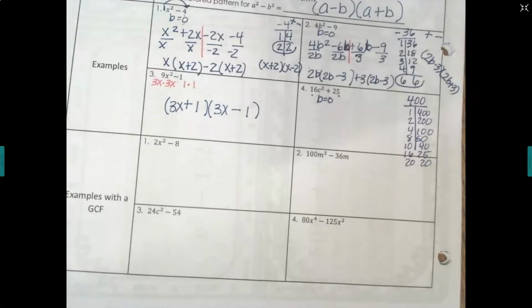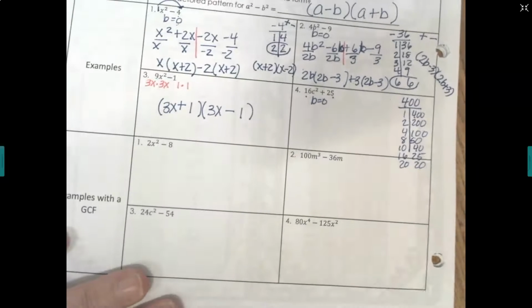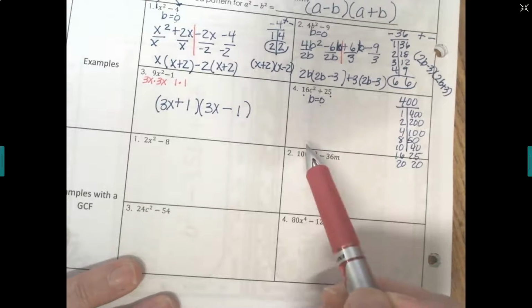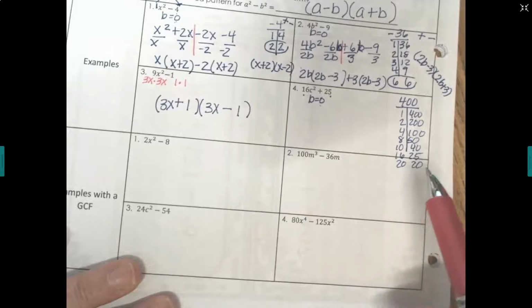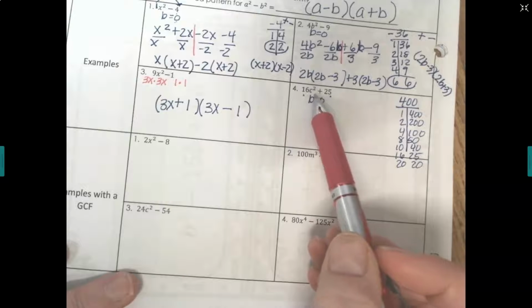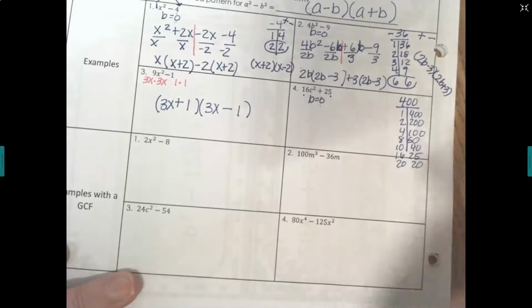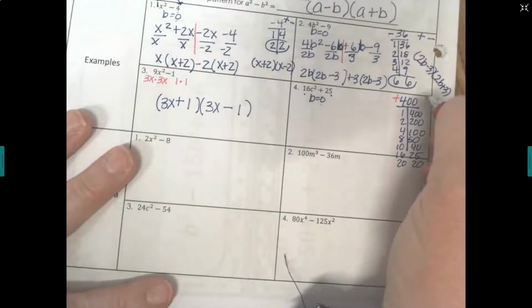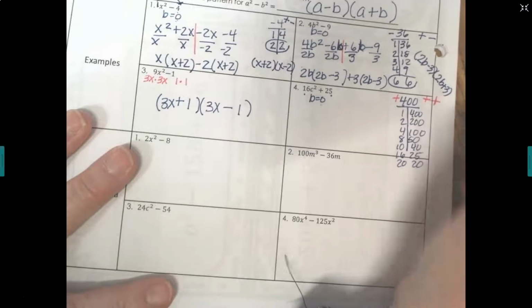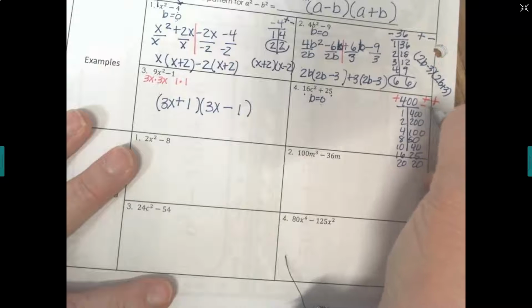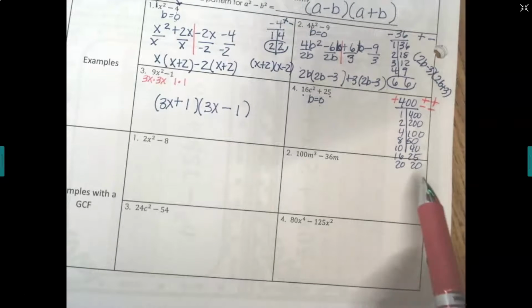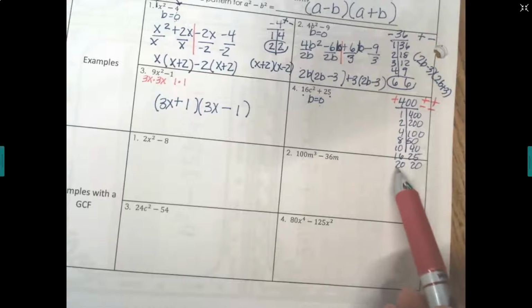Alright, so here we have all our factors. 400 is a big number, so it has a lot of factors. I need to get to 0. Well, 20 minus 20 would give me 0, but let's be very cautious here. 16 times 25 was positive 400, which means the signs of my factor pair were either both positive or both negative. I cannot have a positive and a negative to make these two cancel out to 0.